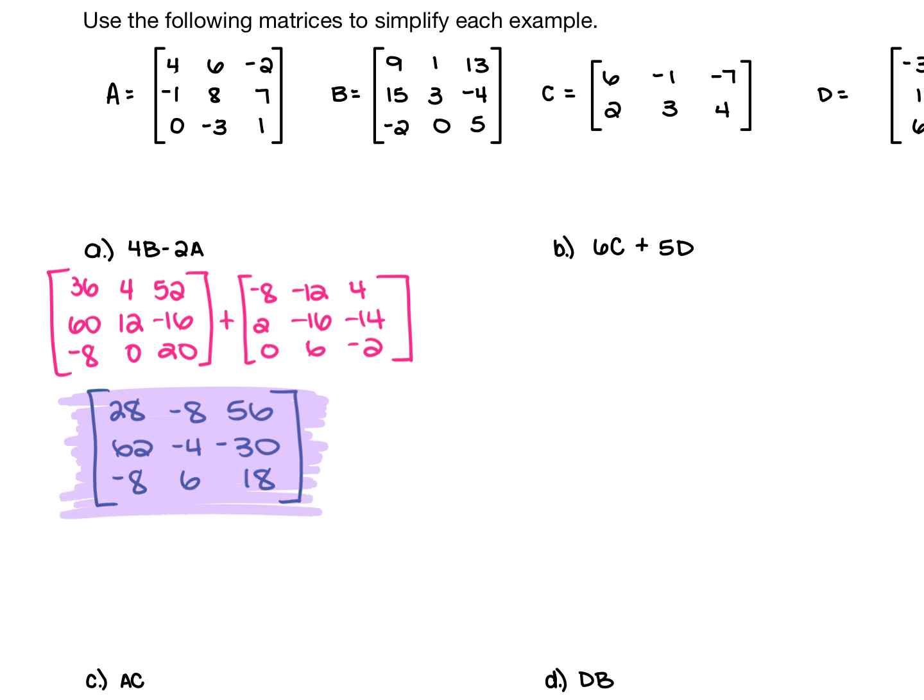For example B, we're doing 6 times C plus 5 times D. Before you even work with this, look at what you are working with. You have addition. In order for you to add or subtract matrices, you need the same dimensions. C is a 2 by 3, D is a 3 by 2. Those are not the same. So even multiplying in that 6 to C and that 5 to D, that will not give you two matrices that have the same dimensions. So that means this has no solution.